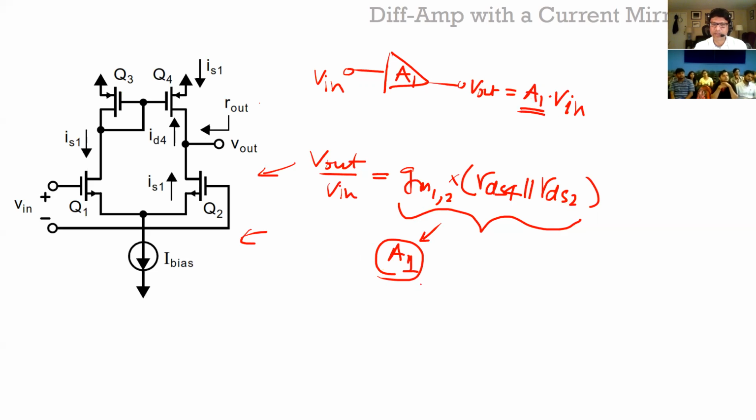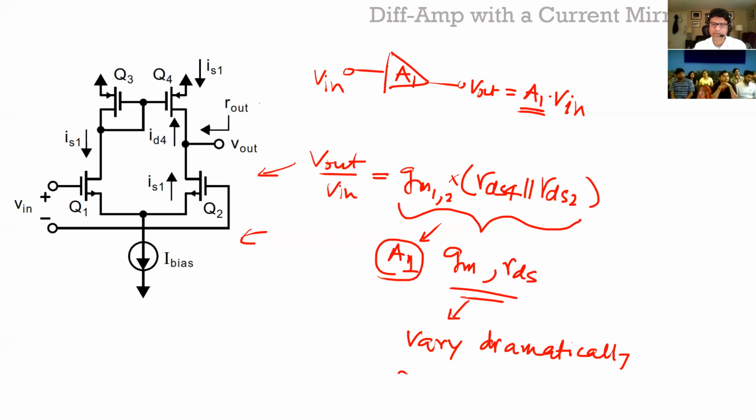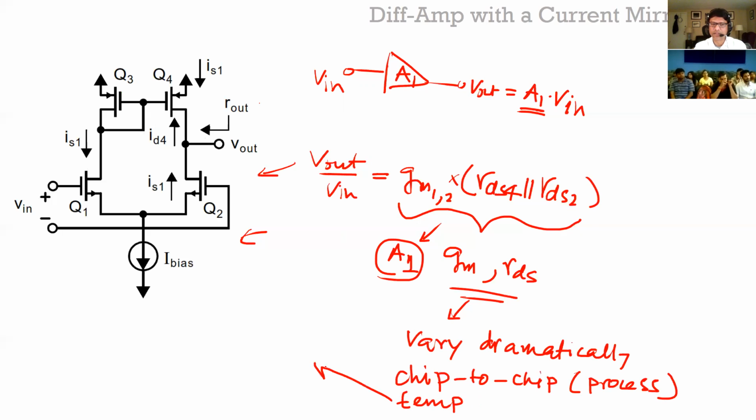In IC design, one of the main problems is that both gm as well as rds vary dramatically. They will vary plus or minus 50% from chip to chip, which is usually called process. So this is usually called the process corners, and then temperature as well, as the temperature changes. And typically the temperature range for consumer parts is minus 20 degrees C to 85 degrees C.